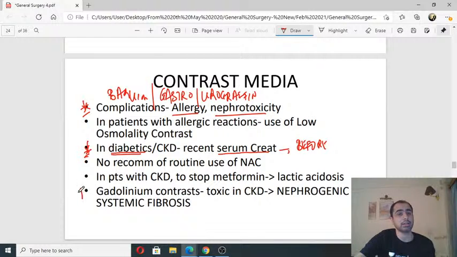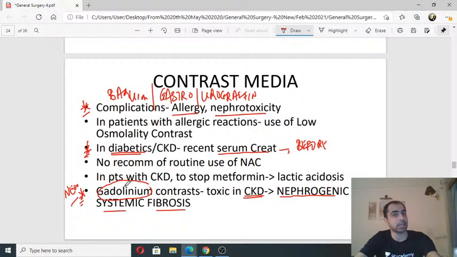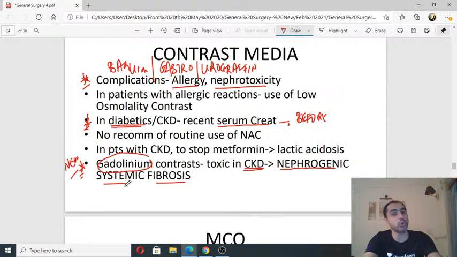And the third, this is the one. This is new, it has not been asked till now. When we do MRI, we use gadolinium contrast. Please understand, if the person has CKD and I use gadolinium contrast, which is why I need to know creatinine beforehand, a disease can happen called nephrogenic systemic fibrosis. This has not yet been asked. It's a very unexplored topic. Nephrogenic systemic fibrosis due to gadolinium contrast toxicity.